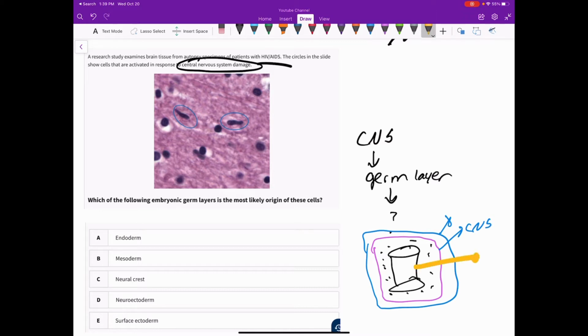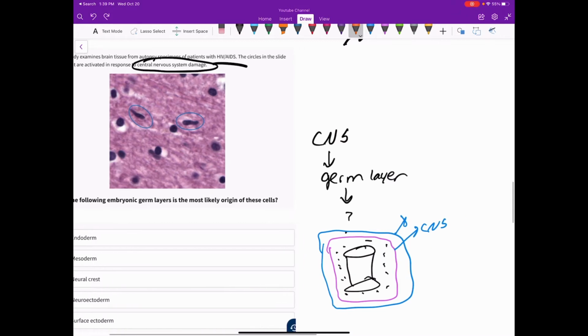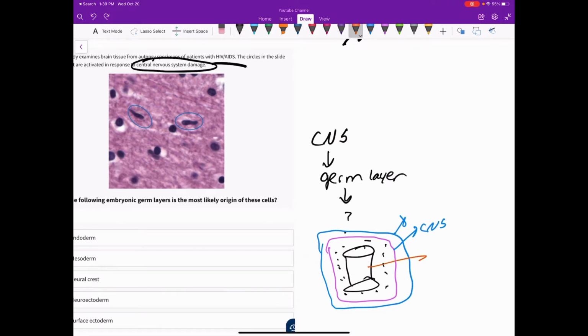It's too big. Okay, we know the neural tube formed something with the nervous system. And we also know the neural crest formed something with the nervous system. But what? Well, if you forgot, just look at the picture.